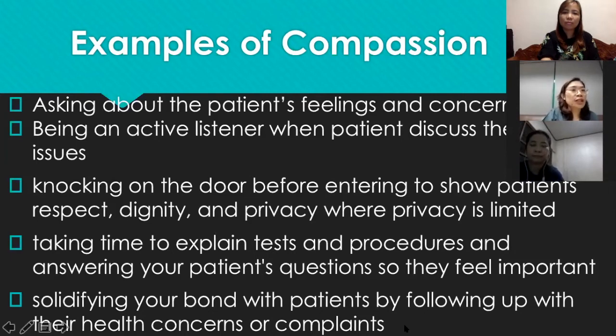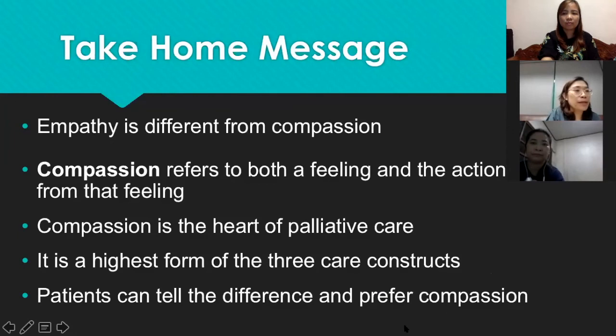So, for the take home message, basically empathy is different from compassion. And compassion refers to both the feeling and the action that stems from that feeling. And compassion is the heart of palliative care and also the highest form of the three care constructs. And most importantly, patients can tell the difference and they would prefer compassion.